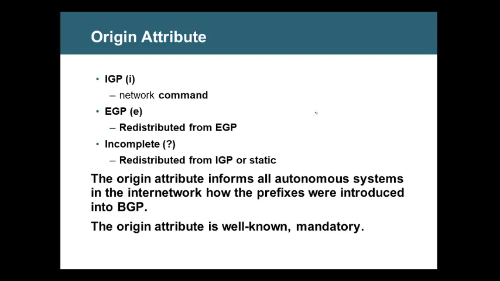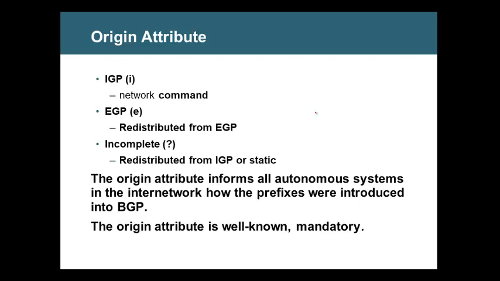Redistribute from IGP or static node. What is this IGP? This IGP can be EIGRP or OSPF or RIP, or it can also be a static node. Now, if I redistribute, those networks will be advertised with a question mark. If I advertise, then those will be advertised with I.